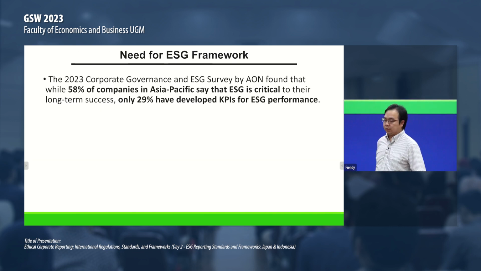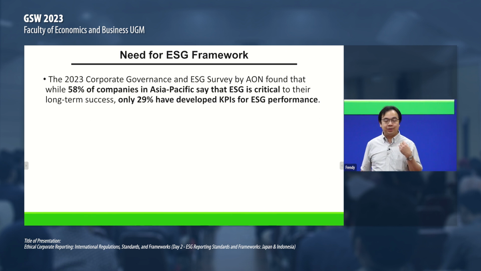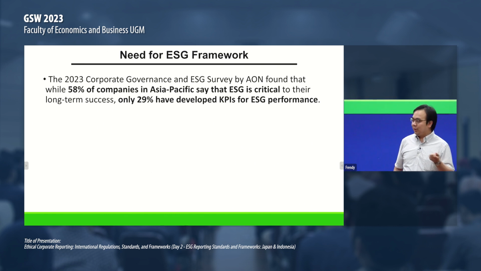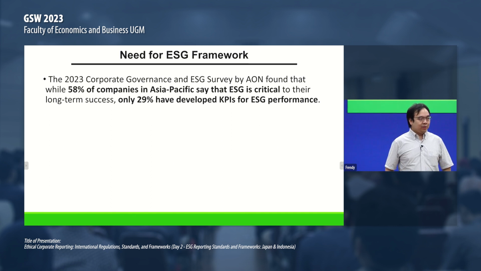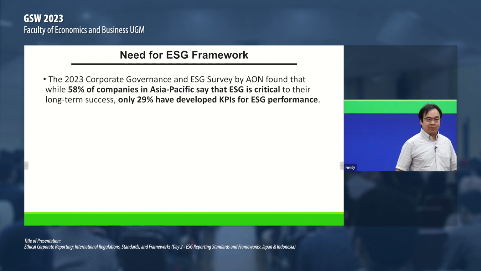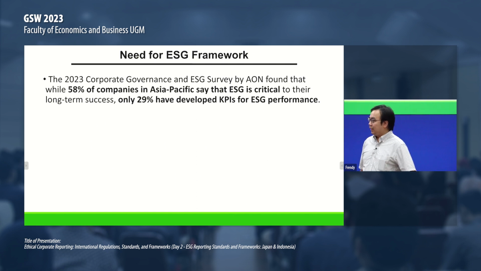Okay, so let's continue with another statistic here. So here are the survey results on the gap between the perceptions on the usefulness of ESG and whether the companies actually considered it in their business or not. So at the top, we see that the majority of companies, okay, the survey just surveyed companies in Asia Pacific, consider that ESG is important. Is that correct? 58%, more than half, right?